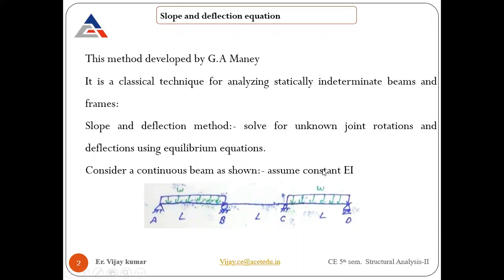Let me put it another way. If you see here, the joint rotations, that is theta A, theta B, C and D, whatever it is, we need to find in the form of bending moment. Then we are going to calculate deflection and all that.